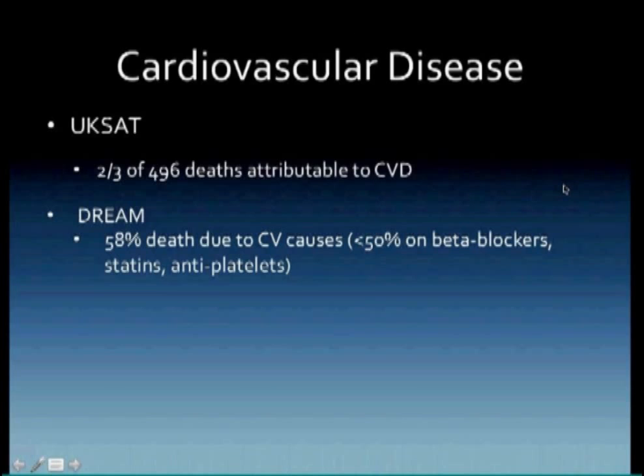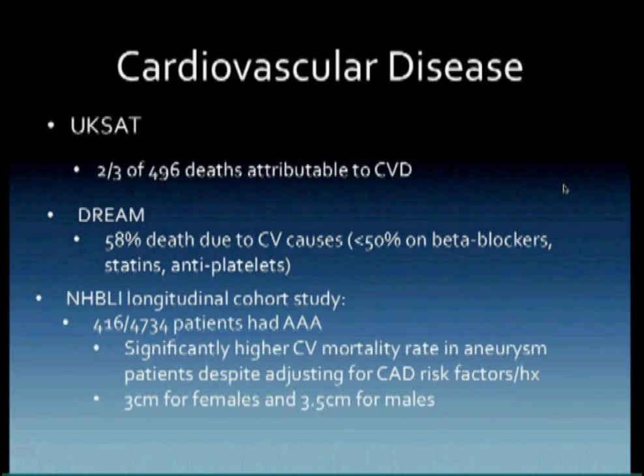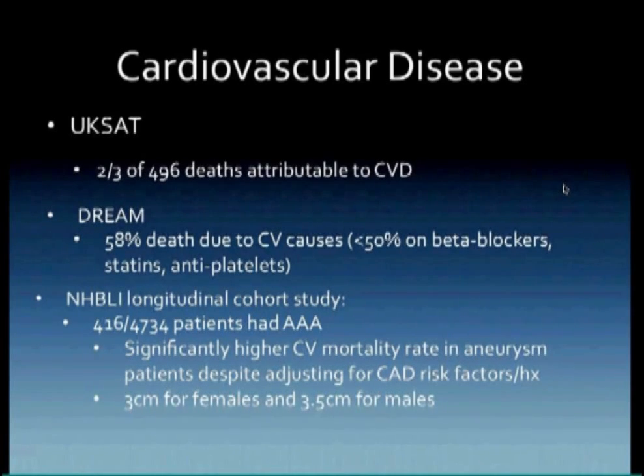And if we look at the DREAM trial, 58% of the deaths were due to cardiovascular causes. And looking back, one of the reasons this may be is because less than 50% of the patients were actually being treated optimally with medical management back then during that trial time. Then we look at the National Heart, Blood, and Lung Institute trial, and 416 of the nearly 5,000 patients who were screened had AAA, and they found that these patients had a significantly higher cardiovascular disease mortality rate.